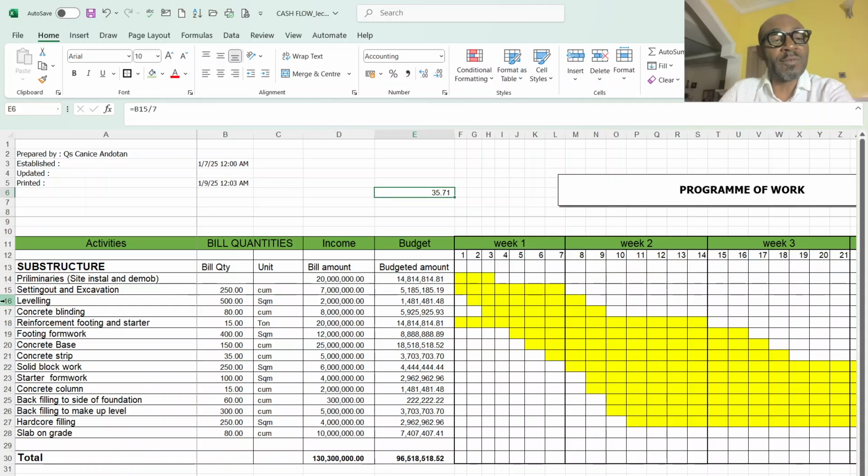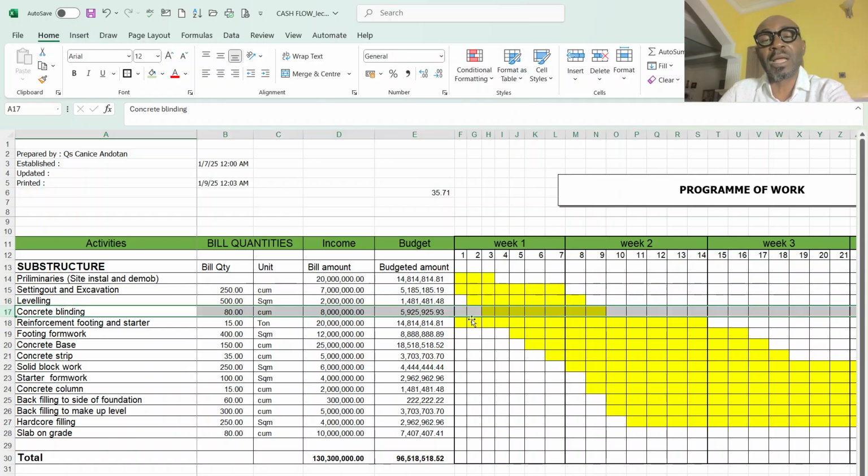Then also for leveling and compacting, I have 500 square meters, and it's expected that I will spend 5 days to do it. Also for blinding concrete, I have 80 cubic meters, and from the third to the ninth day I'm supposed to blind. So if I divide the 80 by the number of days, I should be able to cast that number of cubic meters every day, so that I can achieve those days.